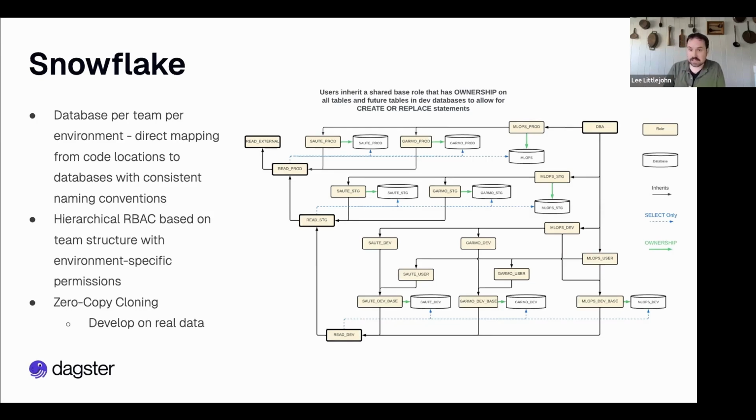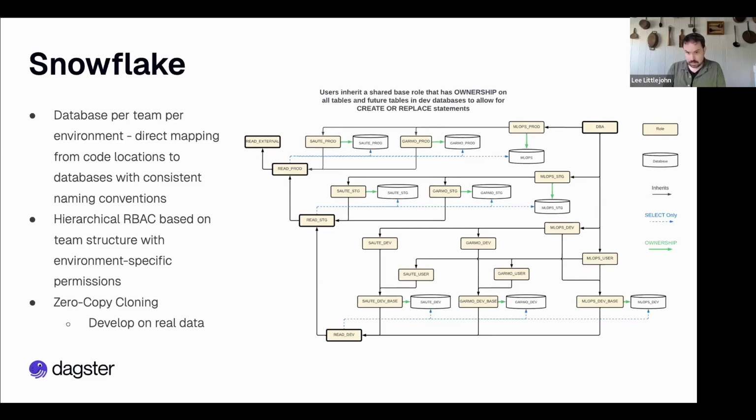It enables efficient access control. So we rely on Snowflake's hierarchical RBAC, role-based access control, to mirror our team structure with environment-specific permissions. This ensures that people have access to the data that they need while maintaining appropriate security boundaries.